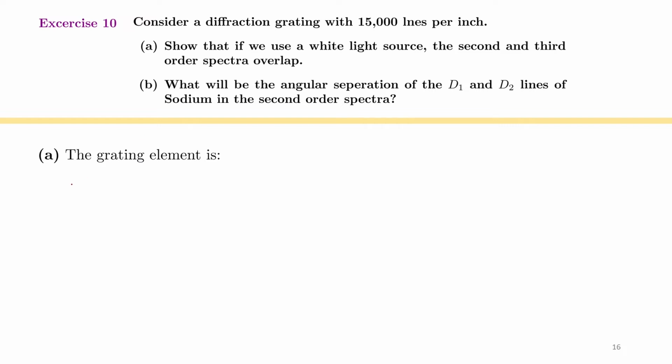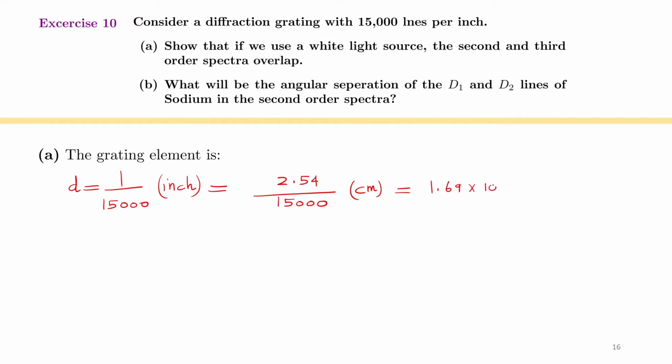The grating element is d equal to 1 over 15,000 inch. And this is equal to 2.54 over 15,000 in centimeters. So this is equal to 1.69 times 10 raised to minus 4 centimeter.